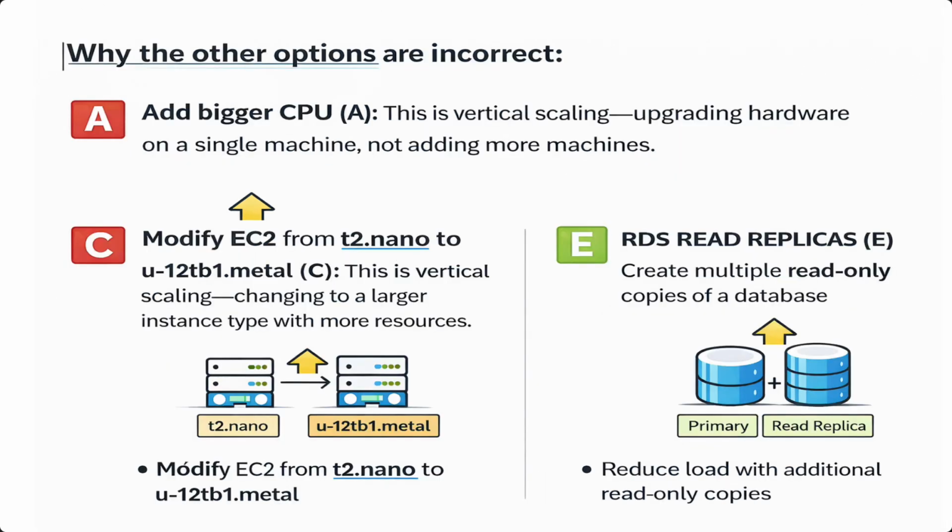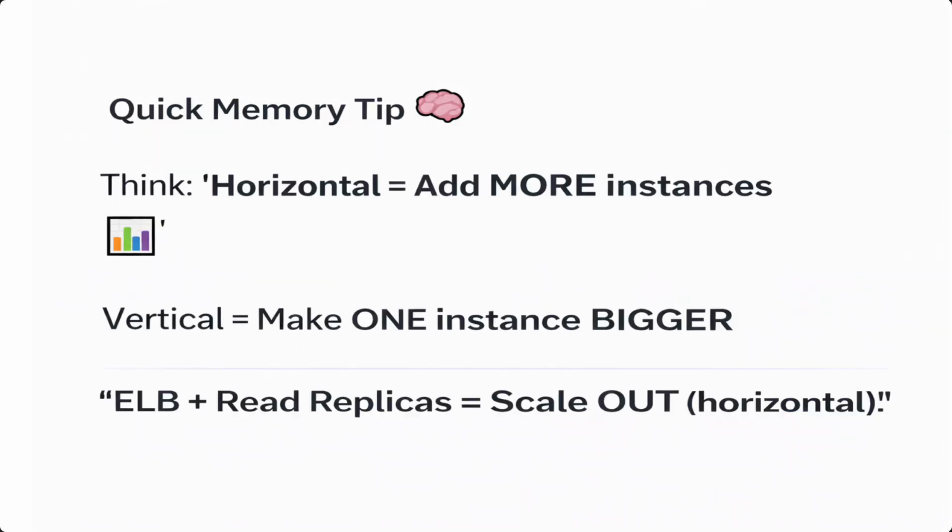Why the other options are incorrect. Add bigger CPU, A. This is vertical scaling, upgrading hardware on a single machine, not adding more machines. Modify EC2 from T2.nano to U12TB1.metal, C. This is vertical scaling, changing to a larger instance type with more resources. Modify database to higher CPU and RAM, D. This is vertical scaling, upgrading a single database instance's capacity.